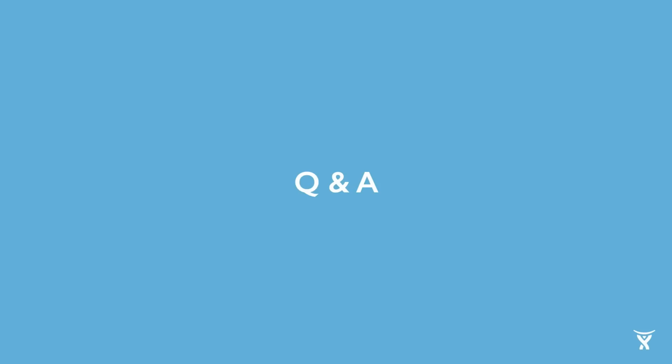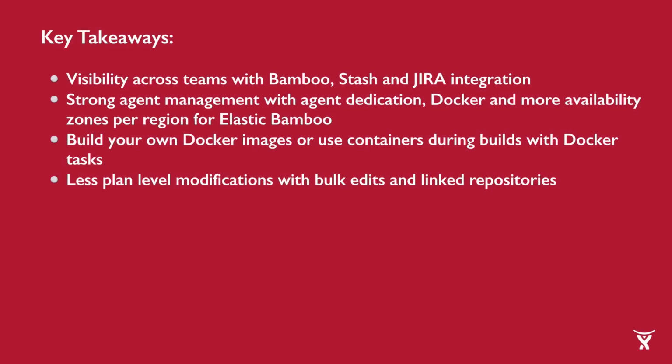Okay, I'm going to end it there, but let's review some of the most important topics we covered in this webinar before we sign out. We talked about end-to-end traceability from plan creation to deployment with Bamboo, Stash, and JIRA integration. We reviewed different agent types and some of the features you can use to speed up and organize your builds. We talked about Docker tasks and went over bulk edit options, shared credentials, and linked repositories that we can use to avoid plan level configurations.